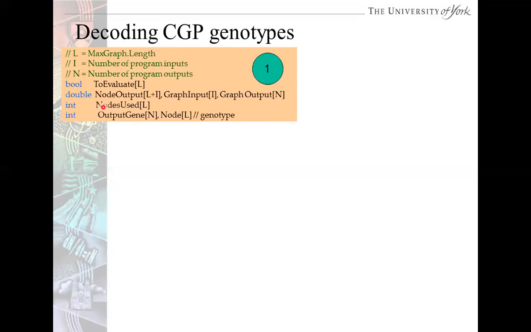An array to hold which nodes are actually used, the active nodes. And of course, we need some arrays to hold the genotype itself. And I've got an output gene node, which holds the output genes. And I've got an array of nodes, which, as you'll see, has connections within it.